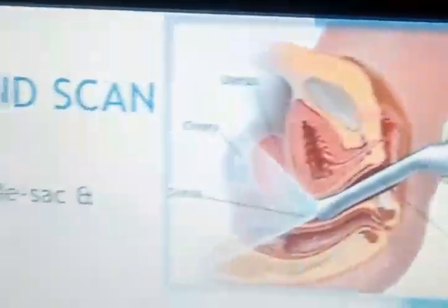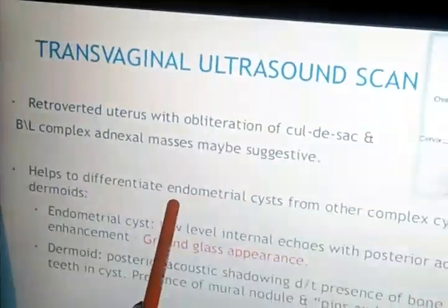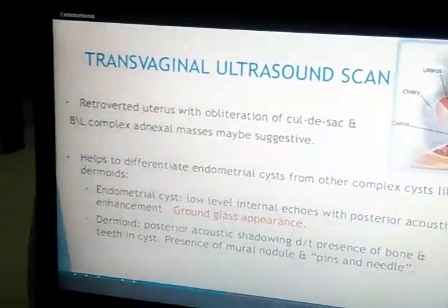Or if there is an adnexal mass, it helps to differentiate an endometrial cyst from other complex cysts like a dermoid cyst. As we know, the ovary may have a dermoid cyst or an endometrial cyst, that is, a chocolate cyst. A dermoid cyst is a teratoma where other structures like hair may be present, while in an endometrial or chocolate cyst there is a typical collection of chocolate-colored fluid, which is how we differentiate them.